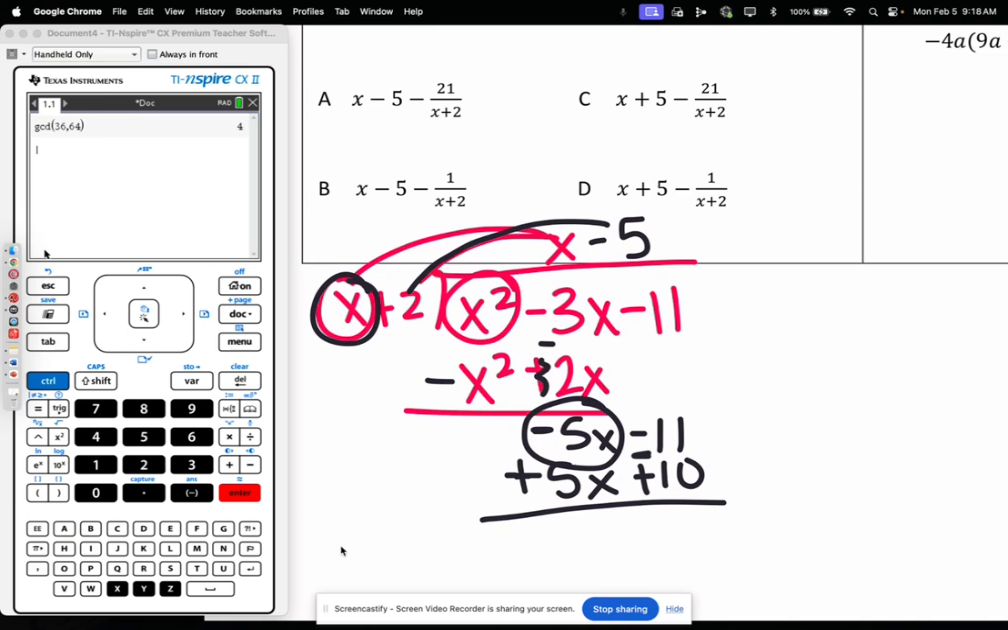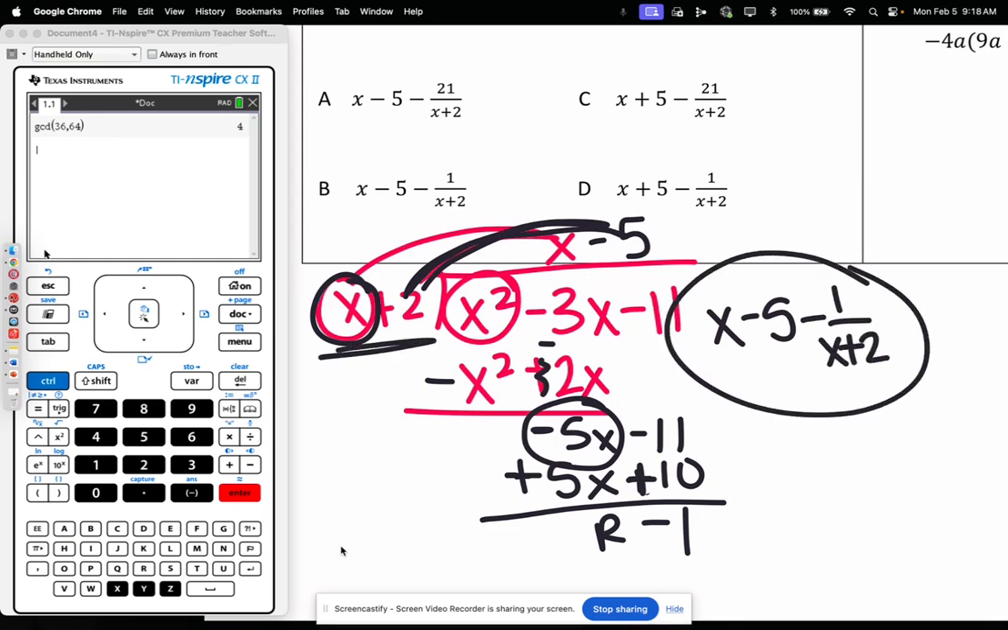We're going to get, oh, I apologize. See, my signs were wrong here. A positive 2 times a negative 5. This should have been a negative 10. So when I change it, it becomes a positive. Signs are super important. And this is our remainder. So x minus 5 minus 1 over this beginning piece. So that is going to be letter B.